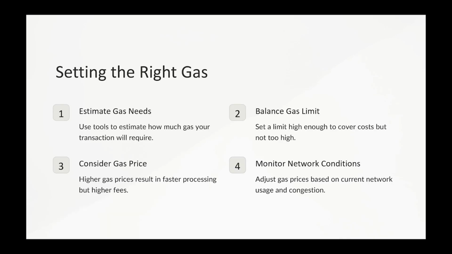But how can we set the right gas price? We can estimate gas needs using tools which can determine how much gas is required for our transaction. We can set a limit high enough to cover costs but not too high to avoid overspending. We should always consider the gas price, as higher gas price results in faster processing but higher fees. The gas prices should be adjusted based on the current network usage and congestion.